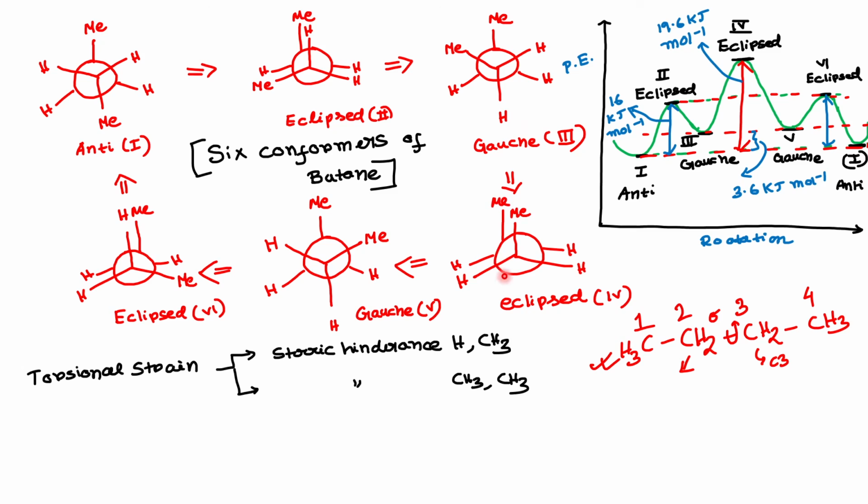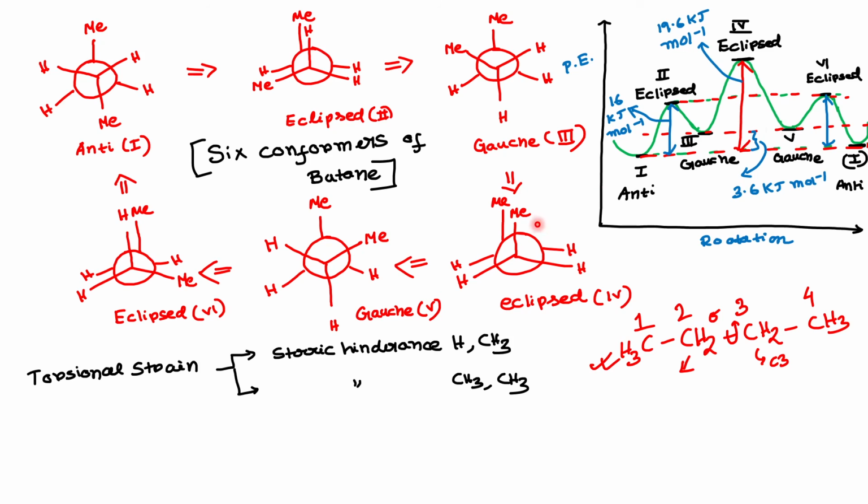Again, a 60-degree rotation gives this eclipsed conformer, eclipsed conformer number 4, and in this case there will be maximum repulsion or maximum steric hindrance, because there will be steric repulsion between two methyl groups. You can see that the main difference between the eclipsed 2 and eclipsed 4 conformers is that there is a steric repulsion between methyl and hydrogen in one, and in this case there is a steric interaction or repulsion between two methyl groups. Here both methyl groups are bulkier, so the steric repulsion is much higher compared to the other eclipsed one. So that's why this conformer will have the maximum energy.